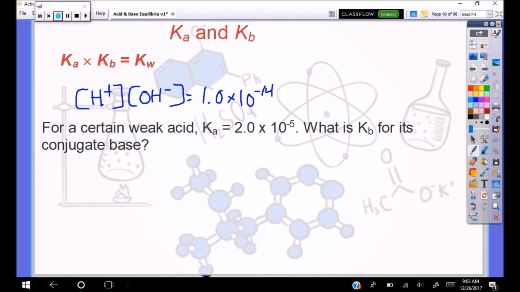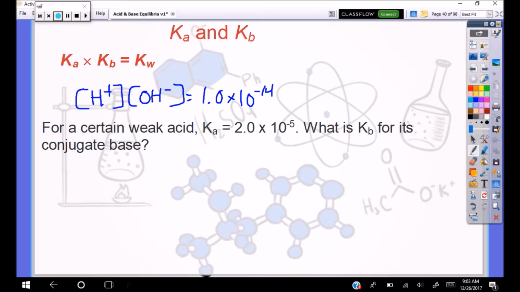So if we multiply those things together, it stands to reason that Ka times Kb is also equal to Kw. Anytime you have a transformation where there's two reactions happening at the same time, and the sum of those reactions gives you your overall reaction, you have to multiply the K values.